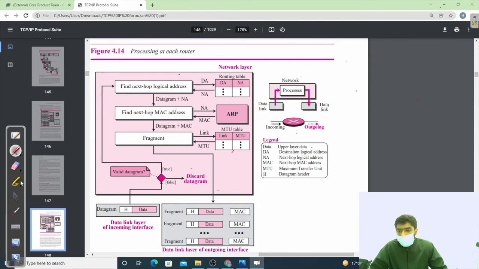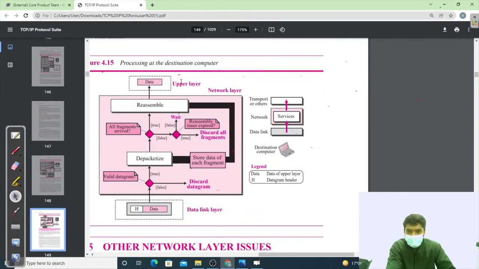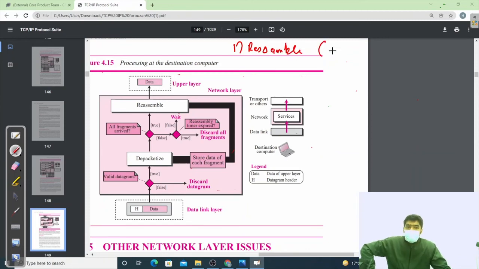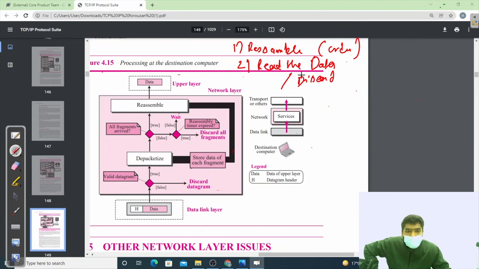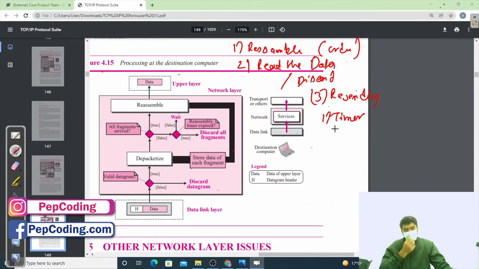So we have one more remaining. What happens at the receiver side? The receiver side does only two important things: reassemble all the data, arrange them in order, and read the data if it is genuine, or discard it. And for discarding or resending, we can say, for discarding it can discard, but for resending it has a timer. If the timer is exceeded, we have to resend it.